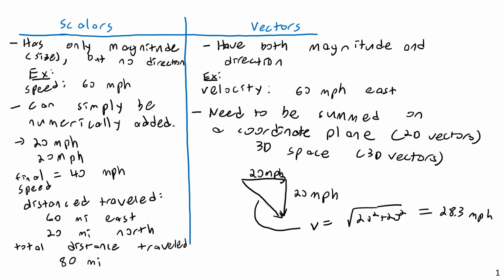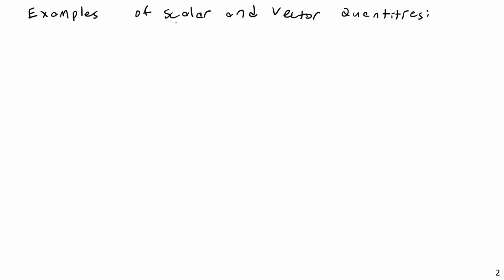So let's look at some examples of both scalars and vectors. We could really spend all day writing about these and coming up with different examples, but there are innumerable examples of both scalar and vector quantities. So let's look at scalar and vector. And we've already seen some of these.